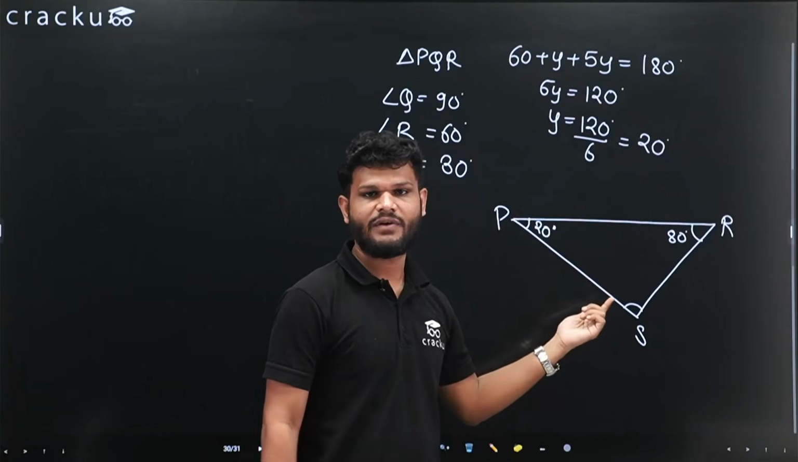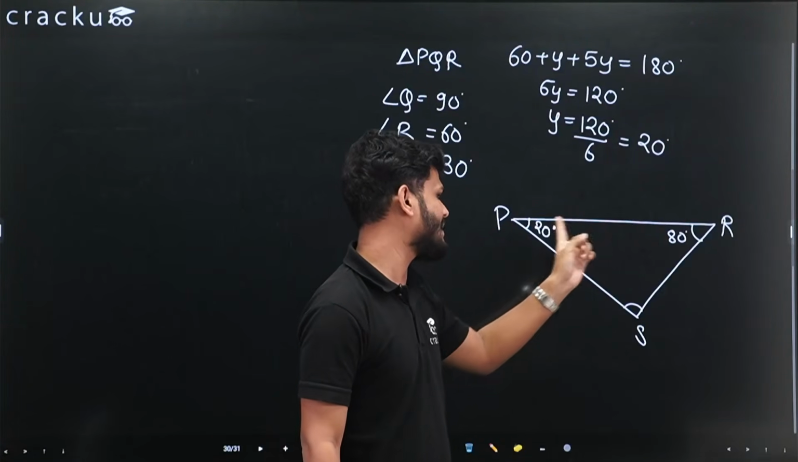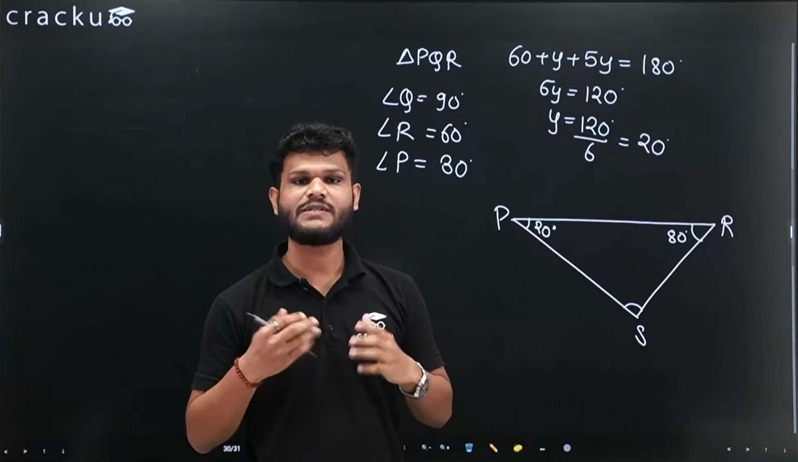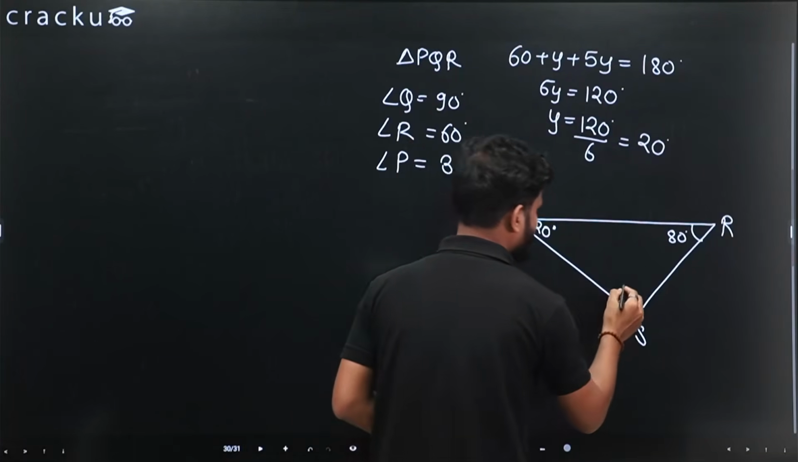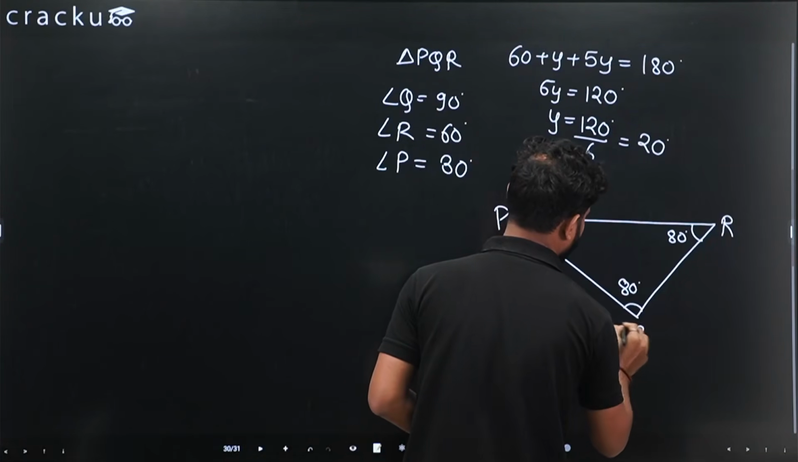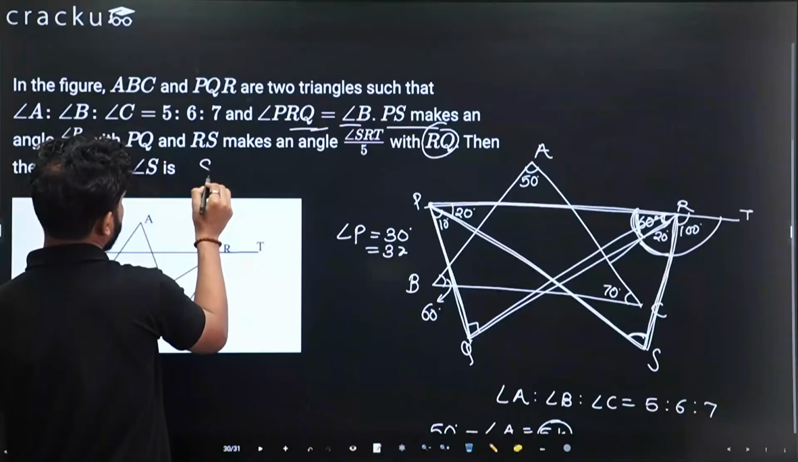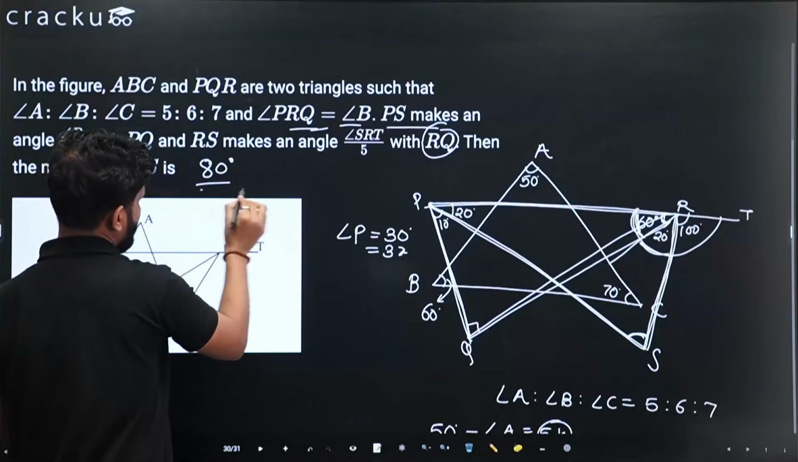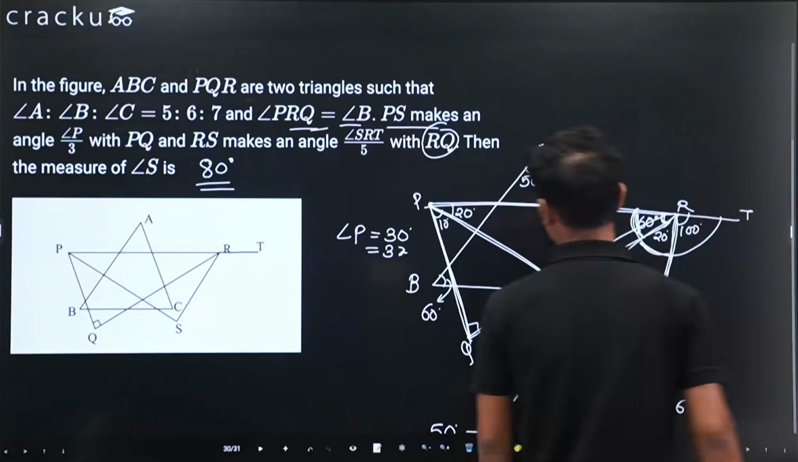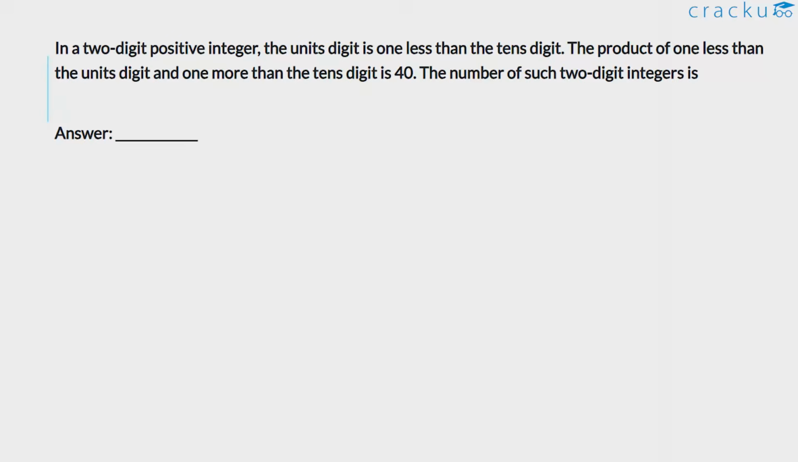Addition of all angles of a triangle is 180 degree. This is 80 plus 20, 100. 100 plus what is 180? 100 plus 80 is 180. So answer to this question will be 80 degree. So 80 degree is the measure of angle L. This is how you can solve the question.